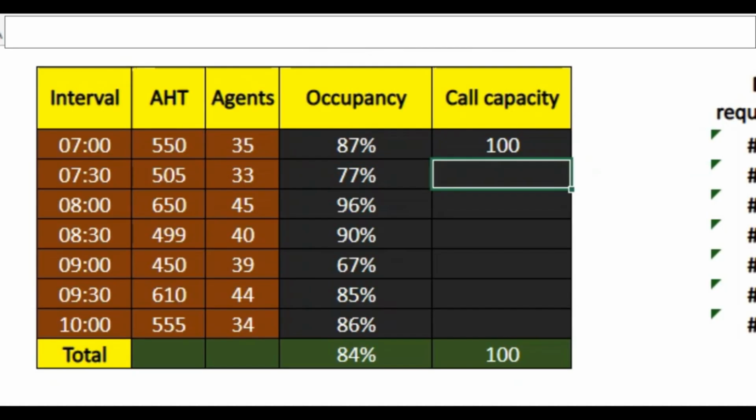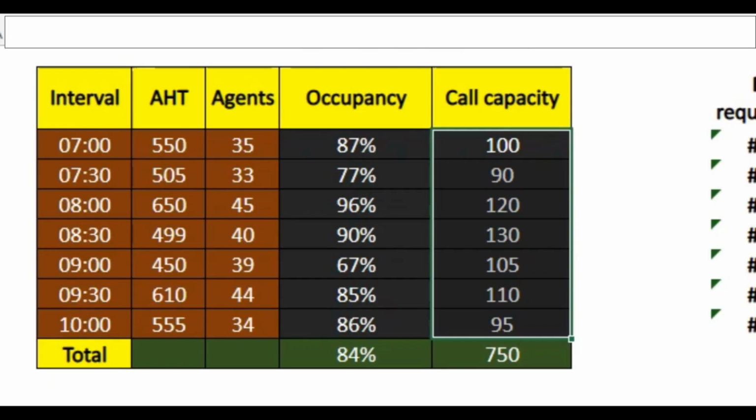100 calls can be answered in the 7 o'clock interval with 35 agents and 550 seconds HT. So I just need to simply drag it down. So these are the number of calls that can be handled interval wise. Now we have to find out the total of this.